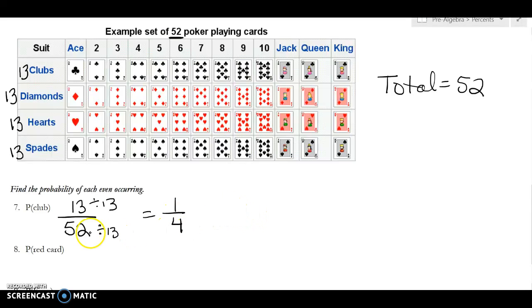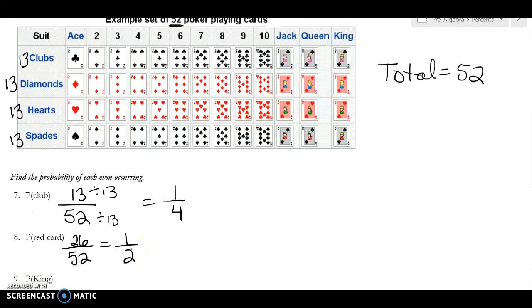Okay, when we look here, the red cards, well, red cards are diamonds and hearts. So if there's 13 diamonds and 13 hearts, then that's 26 red cards over the total 52, which reduces to 1/2. And you might have even been able to see this right at the beginning without doing 26 over 52, because you know the cards are either red or black. So half of them have to be red.